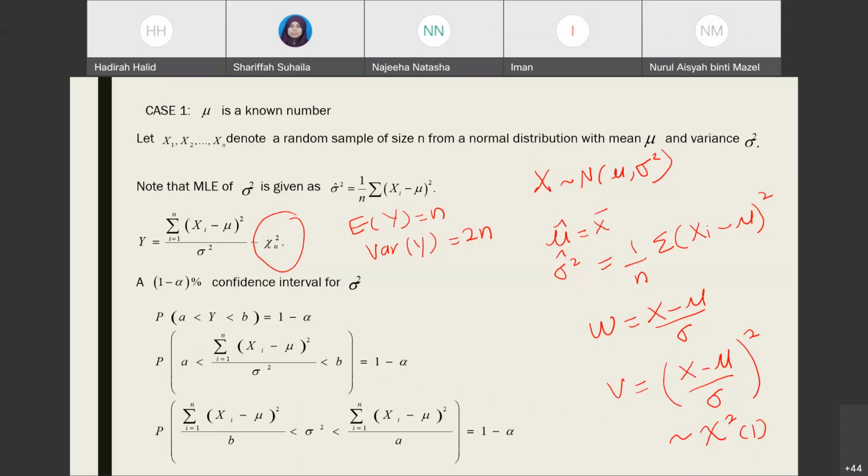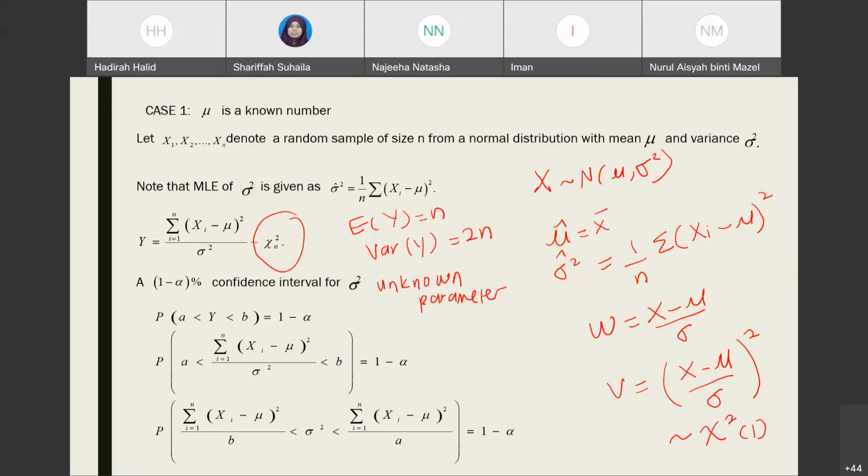So you have y equals summation of (xi minus mu) squared over sigma square, distributed as chi-square with degree of freedom n. Okay, so now you want to construct your confidence interval for sigma square. So sigma square here is the unknown parameter. Okay, sigma square is the unknown parameter.